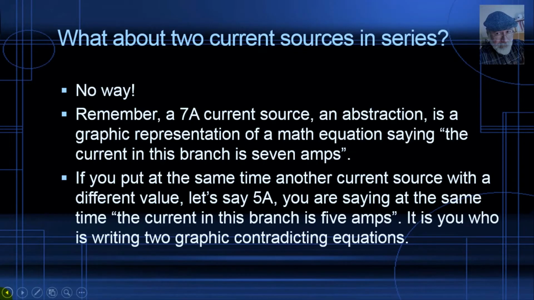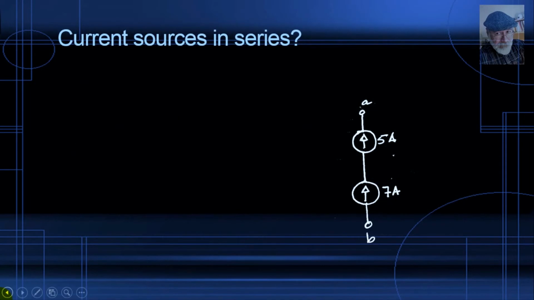Those are two equations. It would be as saying, my brother Joe is 2 years younger than me. But in the same phrase, oh, by the way, also my brother Joe is 5 years older than me. That is what you're saying. You're contradicting yourself when you do that. Don't do that.